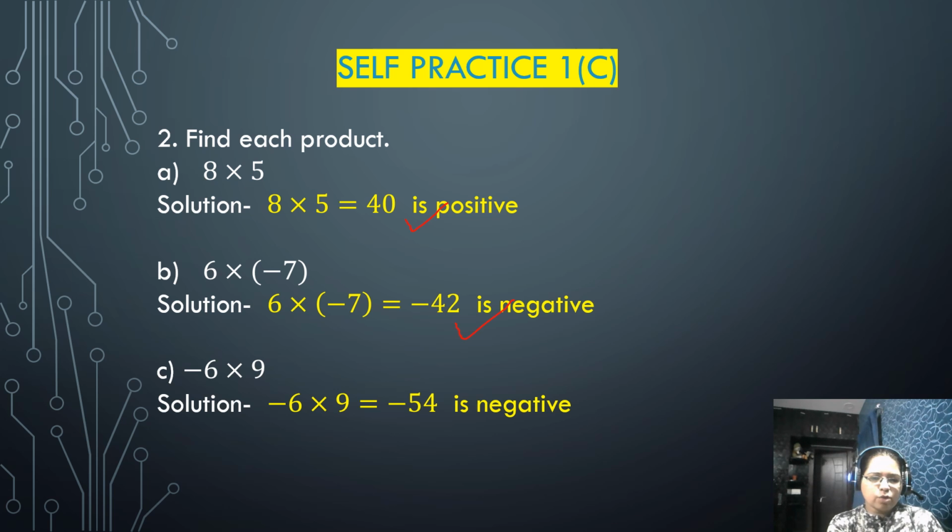C. Minus 6 multiplied by 9. Here we know multiplication of negative integer and positive integer, we get negative integer. So minus 6 multiplied by 9: 6 multiplied by 9 is 54, and minus multiplied with plus, we get minus sign. So minus 6 multiplied by 9 is minus 54, and minus 54 is a negative integer.